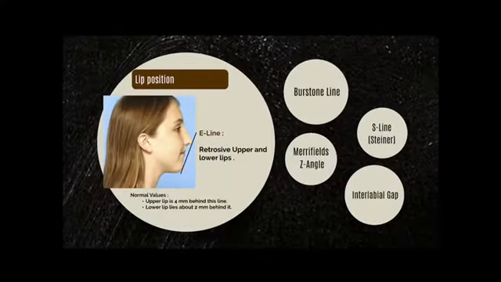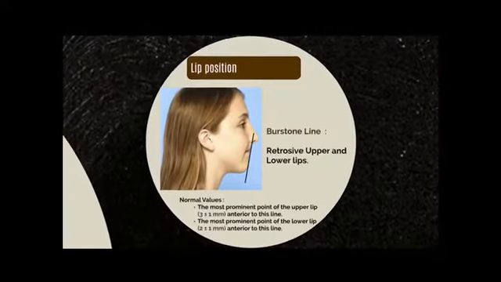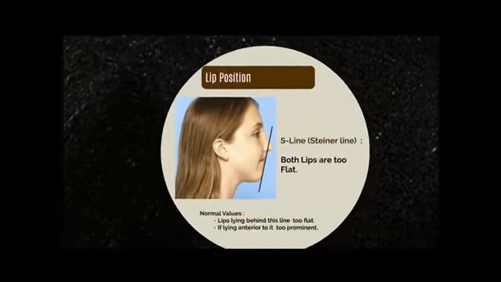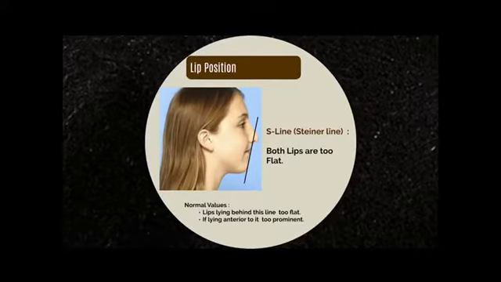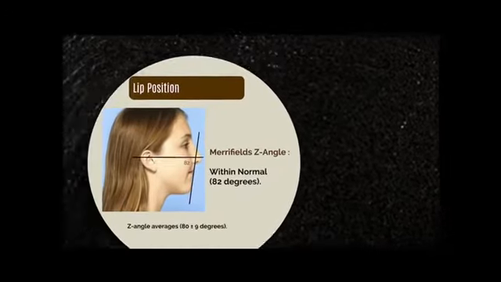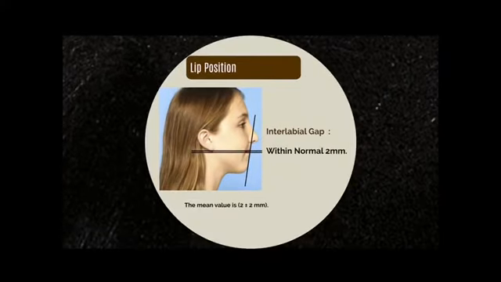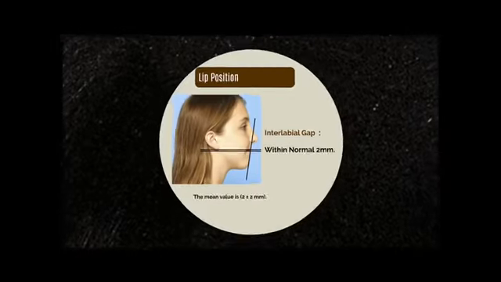All are within normal. Then lip position: according to the E line, she has retrusive upper and lower lips. Burstone line also, she has retrusive upper and lower lips. S line, both lips are flat, and the Z angle is within normal, 82. Interlabial gap, she has a gap of 2 millimeters.